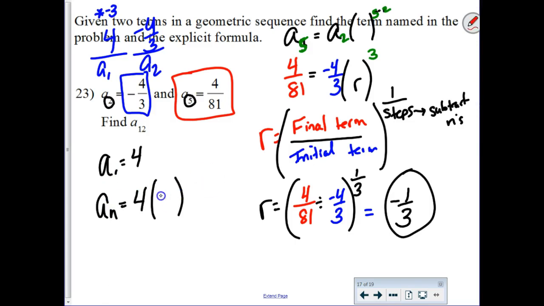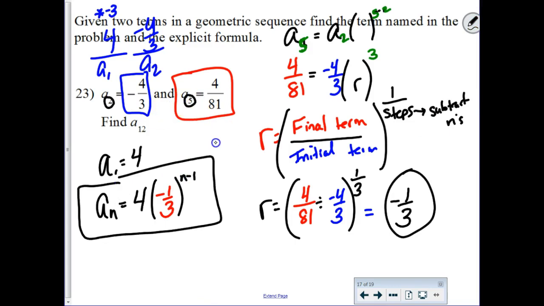Alright, so our general sequence is 4 times, now that I figured out our common ratio, because you guys helped me, negative 1/3 to the n minus 1 power. So there's your explicit formula. They want the 12th term. Well, I'm so sick of thinking. Let's just plug into the formula, guys. If you want the 12th term, plug in a 12. You can just type to the 11th power, obviously. You don't have to do 12 minus 1 power.